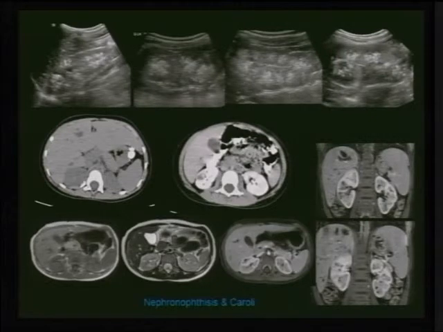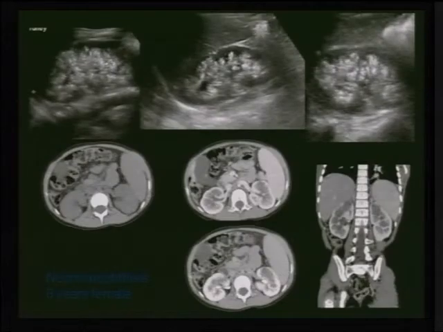If you look at the image beside it, when contrast has come to the collecting system, you see that those pyramids have no contrast. It means that there is something preventing contrast from going to the pyramids. If you look at the MRI images, after gadolinium, in this T1, there is a tiny cyst within the pyramids. And this is nephronophthisis, the typical diagnosis.